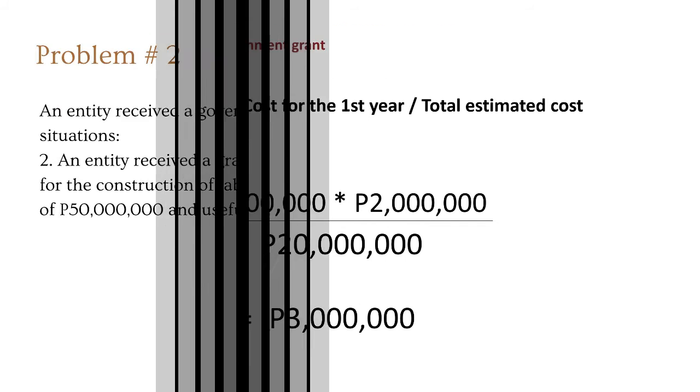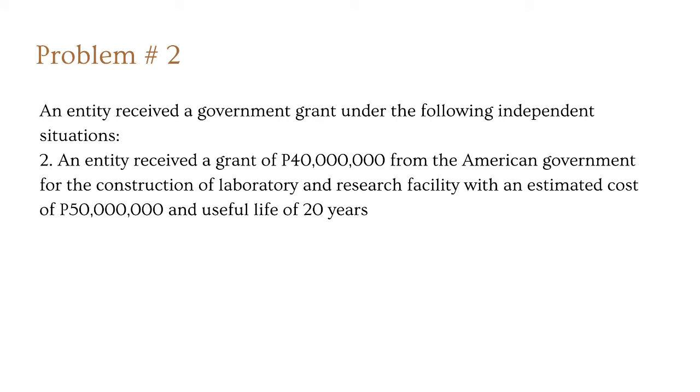We're now going to problem number 2, which states that an entity received a grant of 40 million pesos from the American government for the construction of a laboratory and research facility with an estimated cost of 50 million pesos and a useful life of 20 years. So this problem involves a monetary grant related to a depreciable asset. It's a depreciable asset since the research facility building can be depreciated.